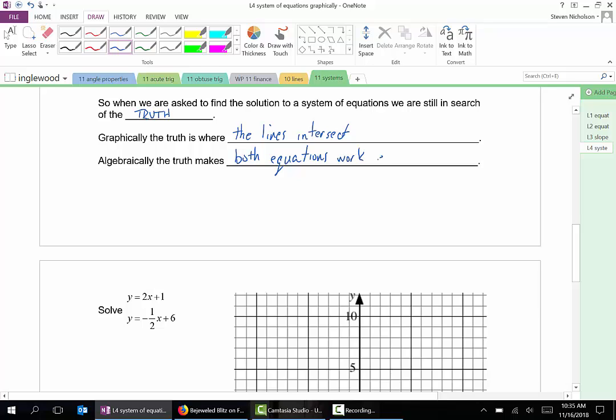And I'll add simultaneously at the same time.